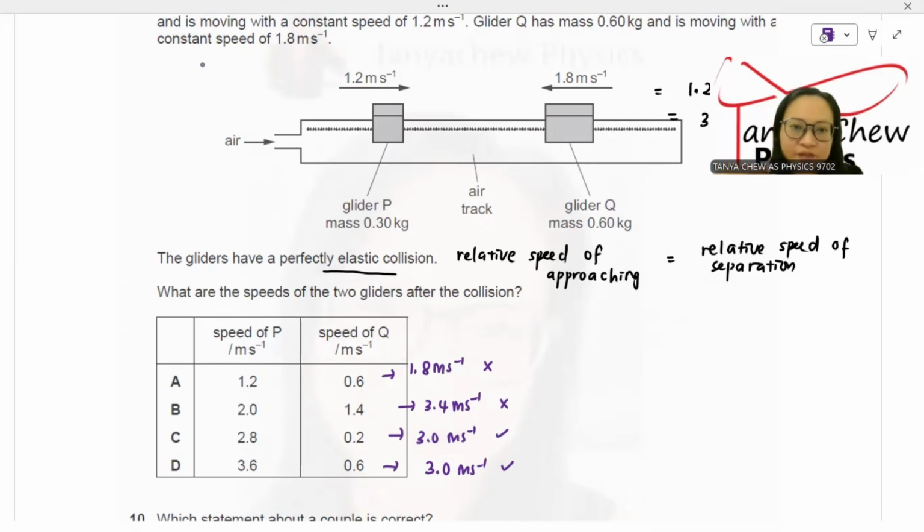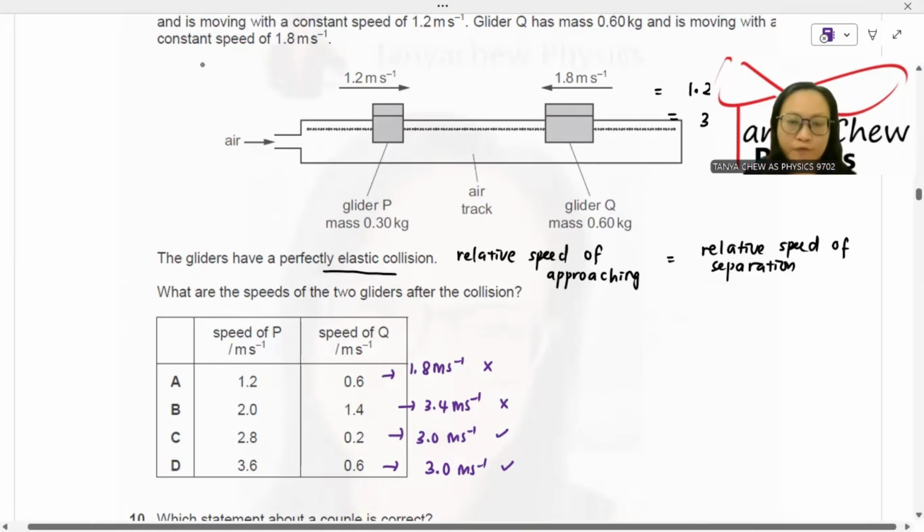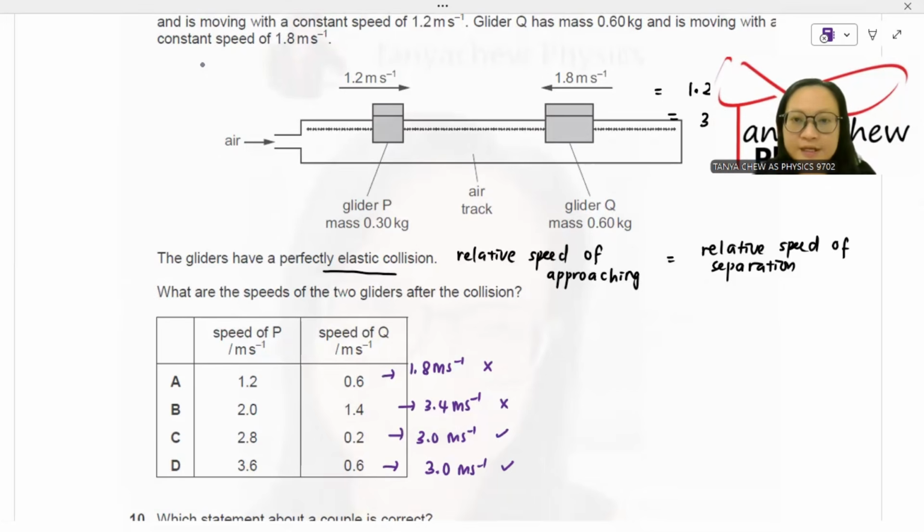So you can subtract the speeds or add the speeds, depending, because the question did not mention whether the gliders are moving in the same direction or in the opposite direction. As long as the trolleys or gliders are moving in opposite directions, to find the relative speed you just add them up. If they are in the same direction, you have to find the difference between the two speeds. Now, since it seems like I have two answers here, I have no choice but to use the kinetic energy.